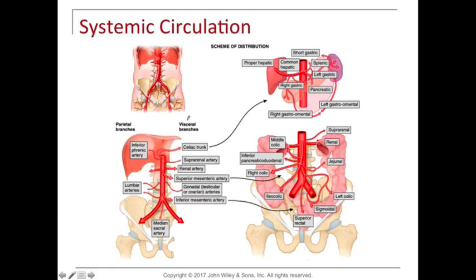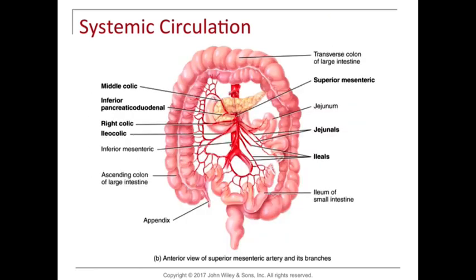Okay, so in the abdominal region, let's take a look. Here was the celiac trunk on this region here. So here's the common hepatic. You got the splenic and left gastric. Those three are from the celiac trunk. I like this picture right here because it shows, here's the celiac trunk here.